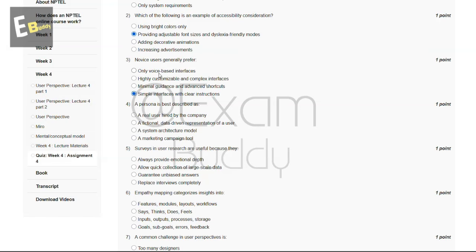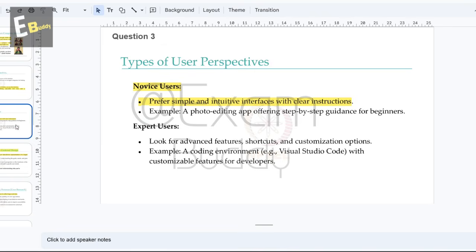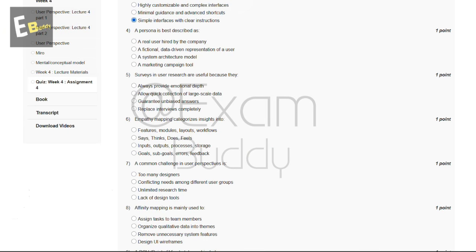And now let's go to our question number 4. A persona is best described as. So these are the options, and now let's check the explanation. So explanation says persona in user centered design: a persona is a fictional yet data driven representation of a target user based on real user research. So the answer of our fourth question is B, a fictional data driven representation of a user.